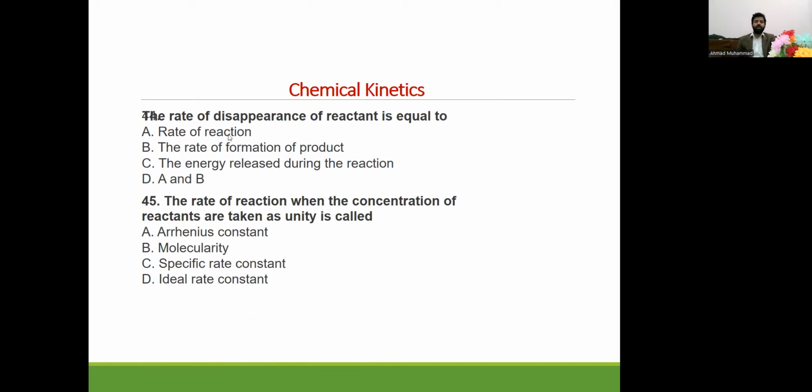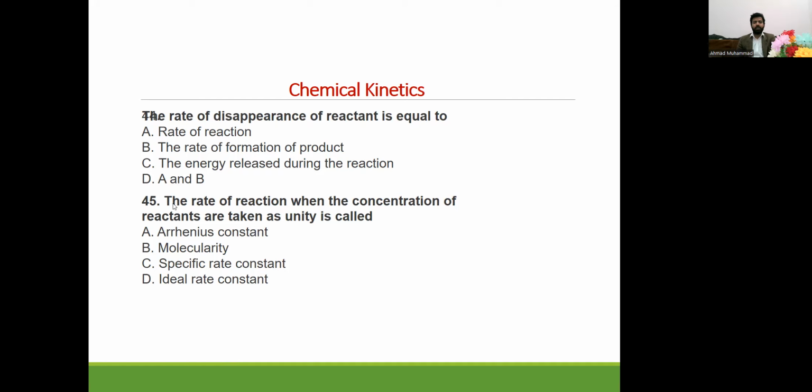The rate of reaction, the rate of disappearance of the reactant, is equal to the rate of formation of product, the energy released during the reaction, or the D option is A and B. So the right option is A: the rate of disappearance of reactant is equal to the rate of reaction.